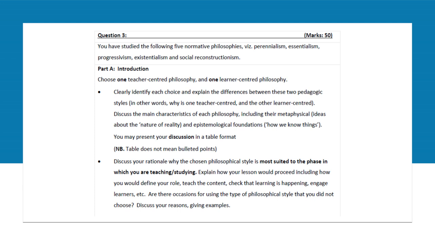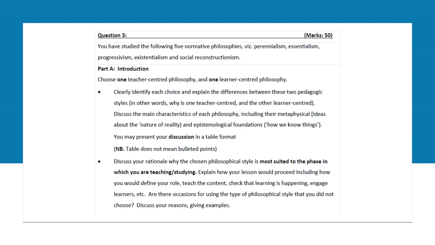Are there occasions for using this type of philosophical style that you did not choose? Okay, we've missed somewhere along the way. Yes, if I can remember correctly, in my opinion, there's a missing instruction. So first bullet, you discuss these 2. Then you're going to choose the one that you like the best. Yes, Chris. Sorry, are you saying no bulleted points at all? Or is that just specifically when we use a table? Just in a table. Okay, so we can use bullets if we have a heading? Yes, definitely, but just not in a table format. Okay, so to me, there was a missing instruction.